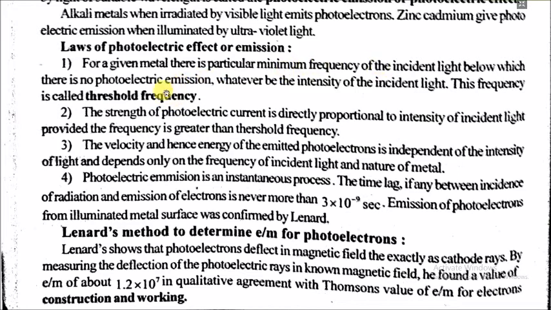If the incident light has frequency equal to or greater than the threshold frequency, then only will the electrons be ejected from the metal surface, or photoelectric emission be shown by this metal. Then the second law: the strength of photoelectric current is directly proportional to the intensity of incident light, provided the frequency is greater than the threshold frequency.